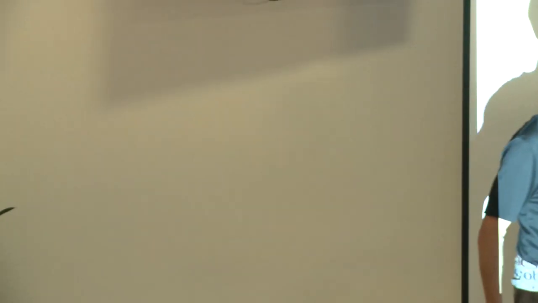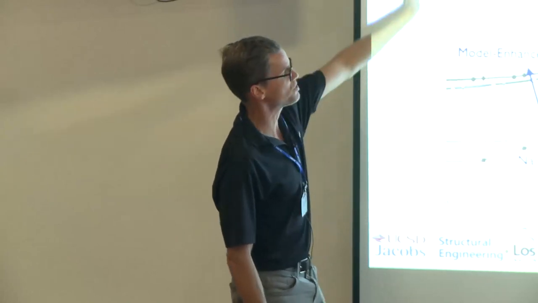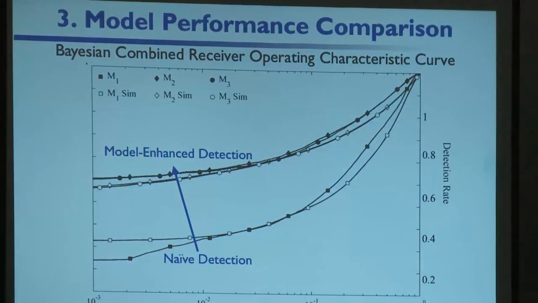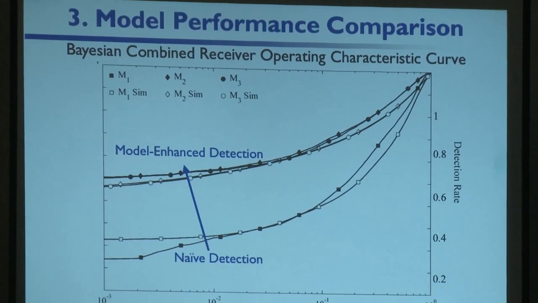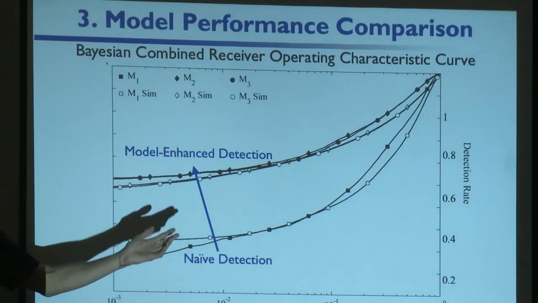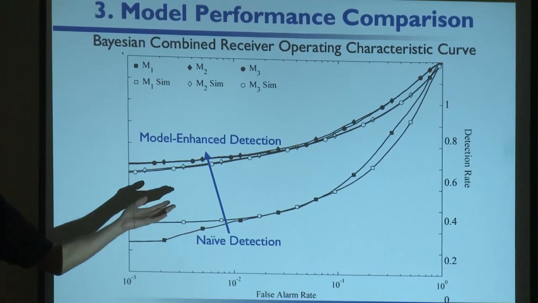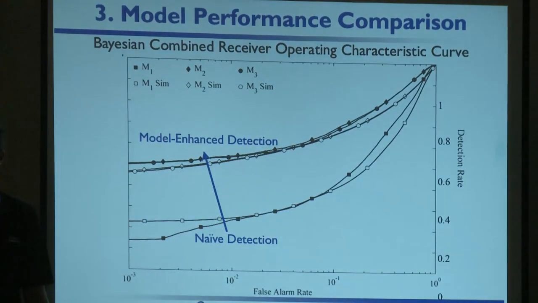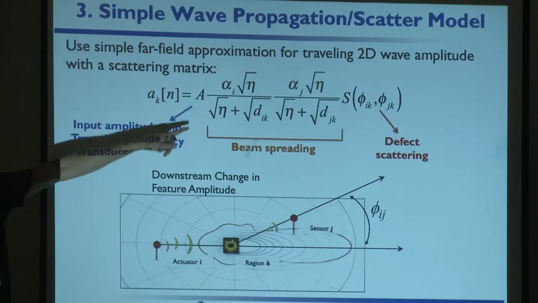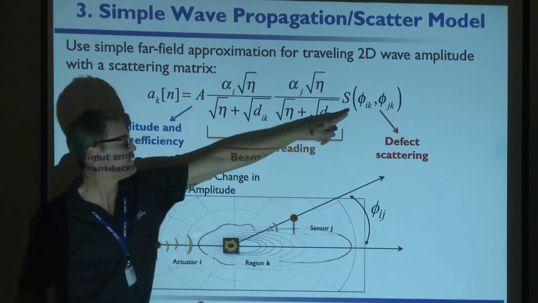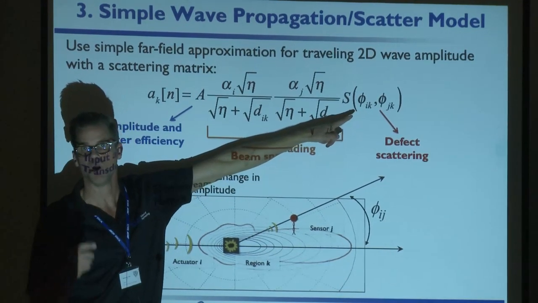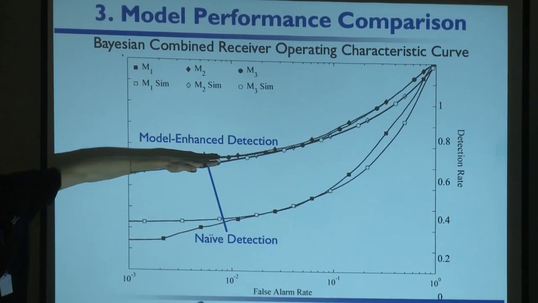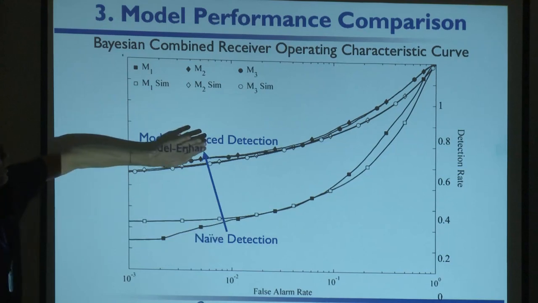Down here, this is my ROC, false alarm rate versus detection rate, when I assumed I knew nothing about the scatterer. I just said that the scatterer itself was a random variable of unknown amplitude and uniformly distributed. So no physics involved. And this is my ROC. I made a simple assumption of that beam scattering model and calculated for fatigue cracks at 0 and 45 degrees what the scatter matrix is from a physics model, and look how I improved my ROC, just from a little bit of physics. ROC went all the way up to here.